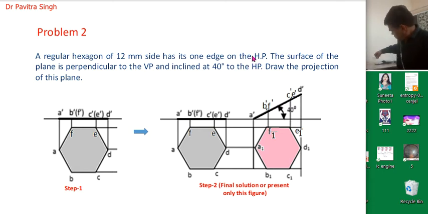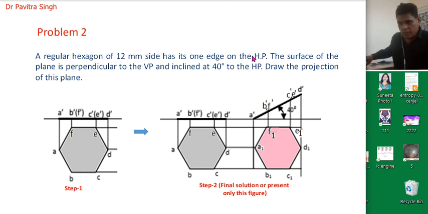This means this edge is resting on the horizontal plane, and the surface of the plane is perpendicular to the vertical plane. This is the vertical plane and this surface is perpendicular to it. That's why we can see the complete surface from the top direction and only a line from the front direction. So first we will draw the top view of this plane, because we can see this complete figure from the top.